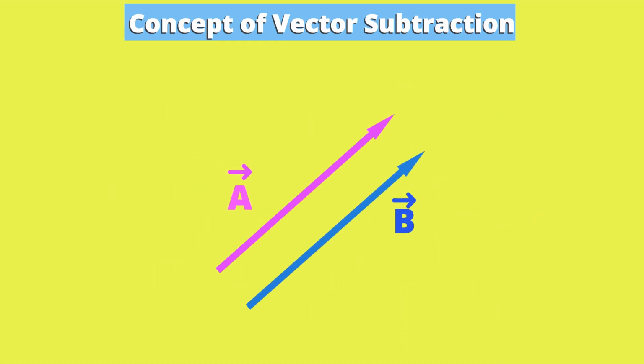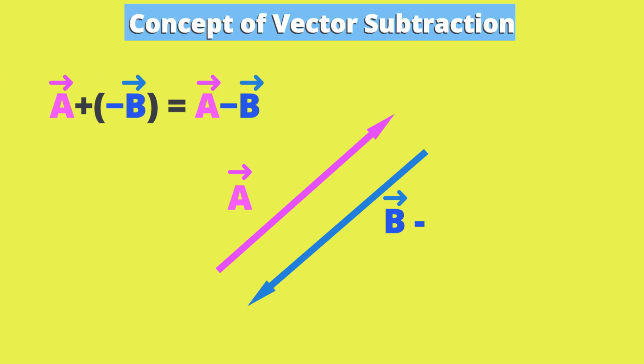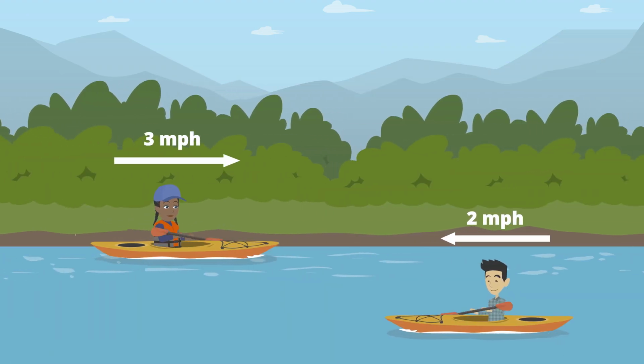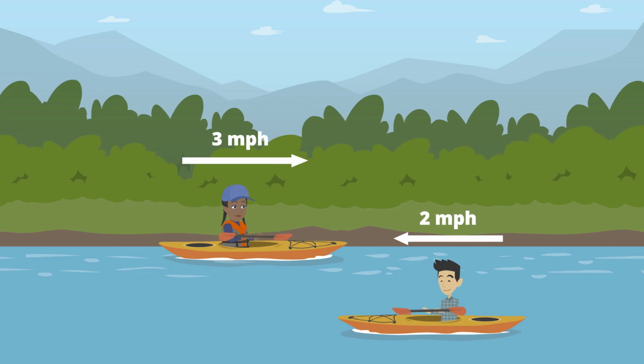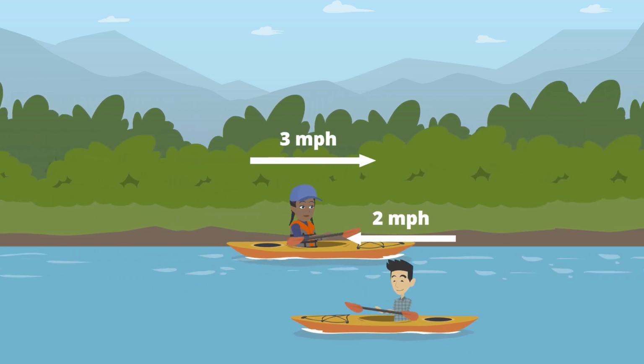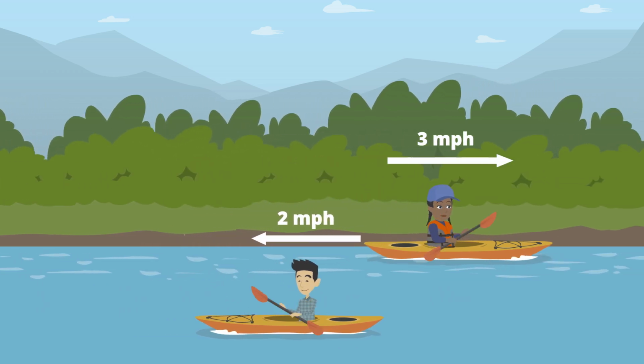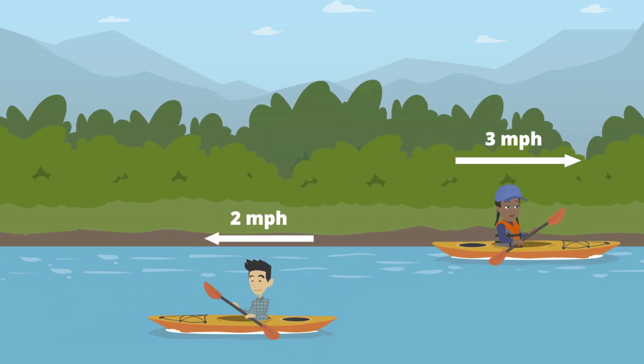Here's how. 1. Start with two forces or motions, vectors. 2. Flip the direction of the vector you want to subtract. 3. Add the two vectors together. Let's see this process in action with a few examples. Example 1. Relative velocity of two boats. You're in boat A moving 3 miles per hour upstream, and boat B is moving 2 miles per hour upstream. What's your actual speed relative to boat B?